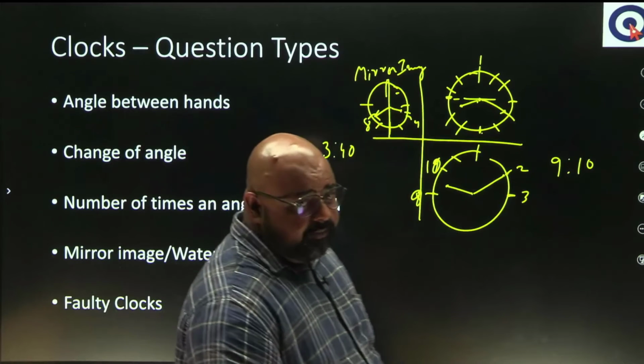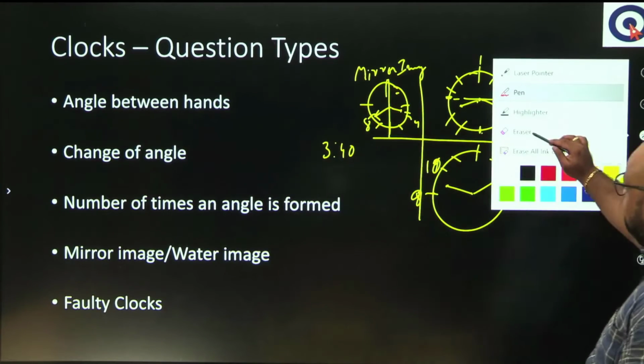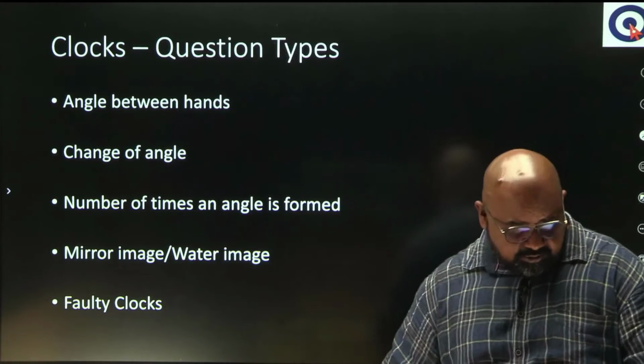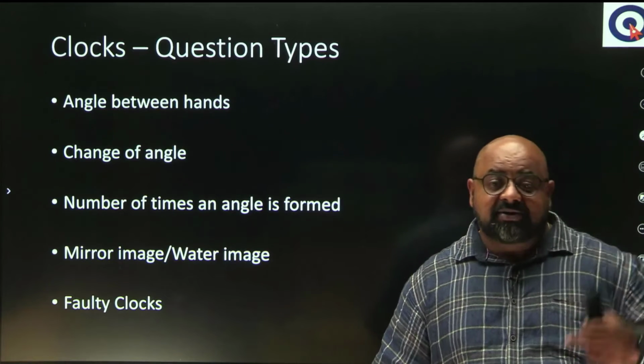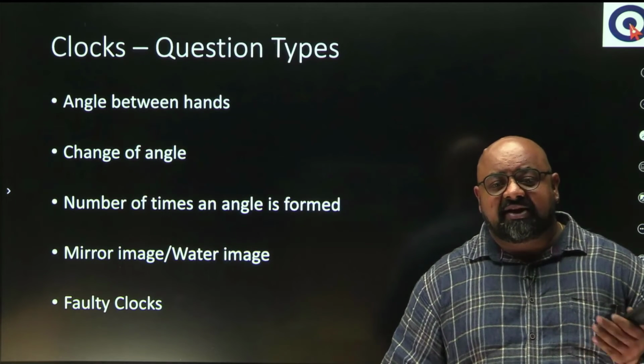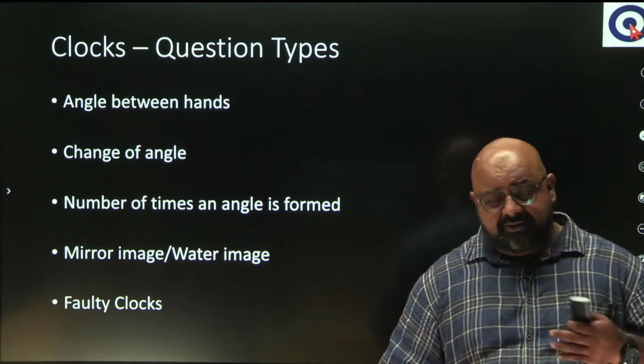Last topic in clocks would be faulty clocks. Again, I think a little beyond the scope of what we are looking at for CUET, but typically it will say a faulty clock gains 2 minutes every hour, right? How much time will it gain in, say, 10 hours?